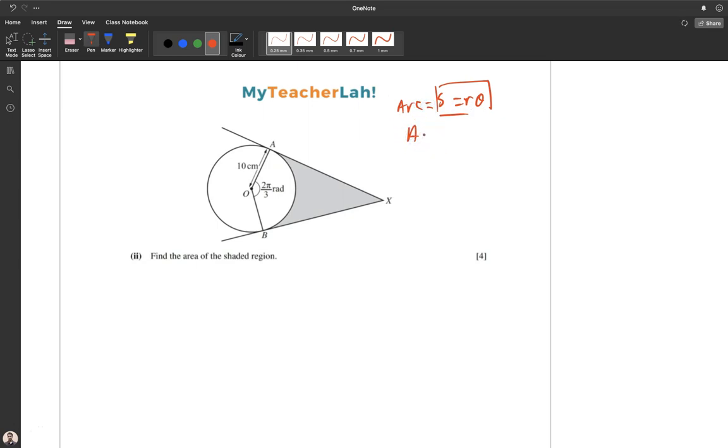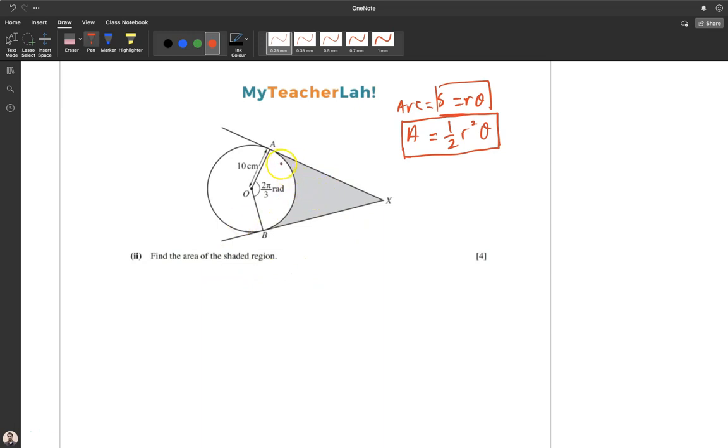If it's about the area of a sector, the area of a sector is actually half r squared theta. So these two formulas are extremely important in the topic of circular measures. Alright, with that, let's move on. We are looking to find the shaded region area. So how do we do this?